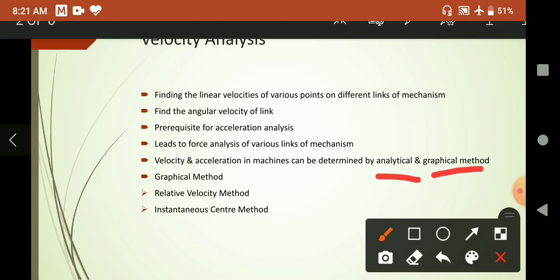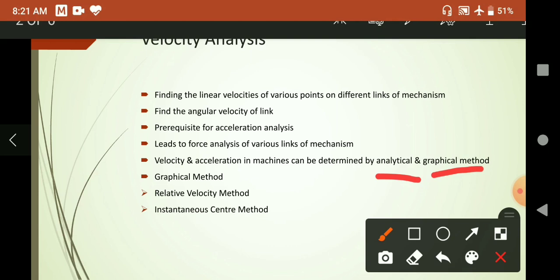There are various methods like vector method, algebraic method, etc. Some of the methods, that is the vector method, you have already studied in the engineering mechanics course in the dynamics part. In this particular lecture, we are going to concentrate on the graphical method.